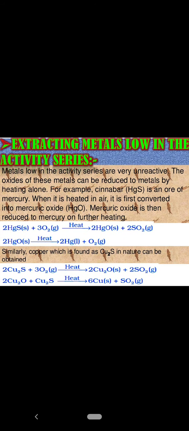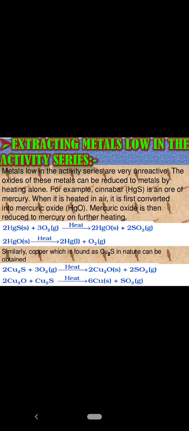Now see, extracting metals low in the activity series. Metals low in the activity series are very unreactive. For example, cinnabar, that is mercury sulfide, HgS, is an ore of mercury. In order to obtain the metal mercury, we have to separate it from HgS in order to obtain Hg. So when it is heated in air, it is first converted to mercuric oxide, that is HgO.